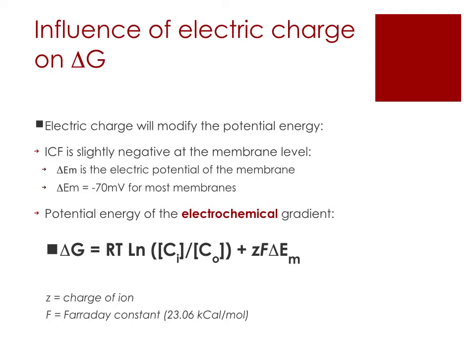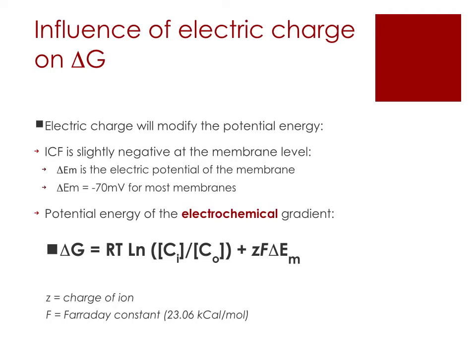But to that, you will add another component, the electrical component, and you multiply the charge of the solute, the Faraday constant F, and the membrane potential. We say that it is for most membranes minus 70 millivolts. The charge of the solute, of course, if it is, let's say, a sugar that is not charged, you won't have an electrical component to the delta G, so this will not exist.